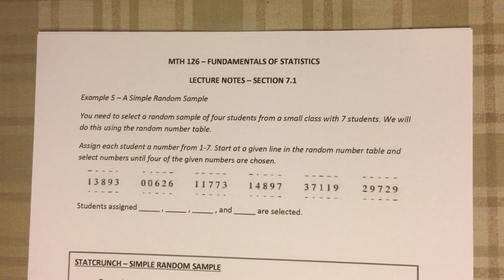We're going to assign each student a number from 1 through 7. We could do this with 2-digit or 3-digit numbers as well. Instead of just selecting individual digits, we could select groups of digits. But we're going to assign each student a number from 1 to 7. Start at a given line in the random number table and select numbers until 4 of the given numbers are chosen. I've just selected a line in our random number table to start with rather than putting the whole table in here. So we're going to choose 4 students out of these 7.